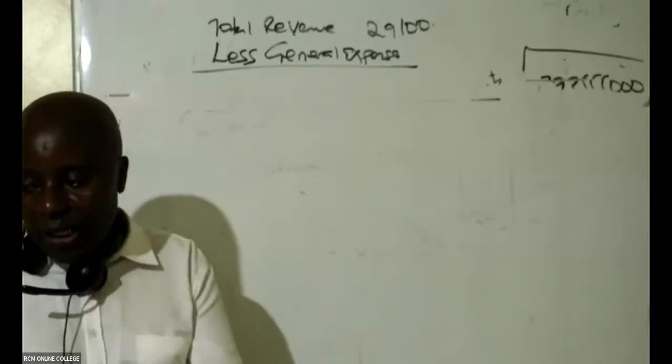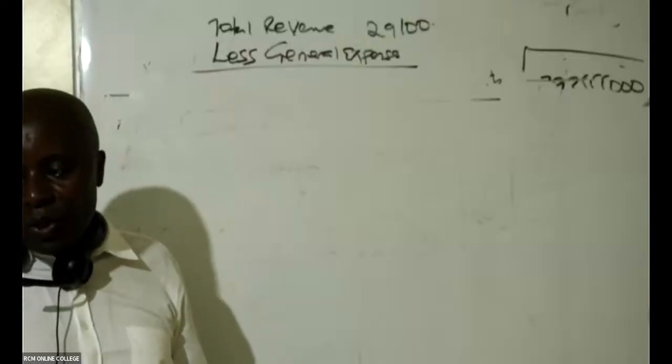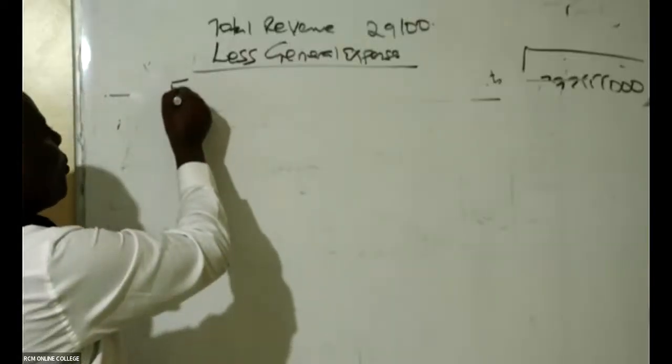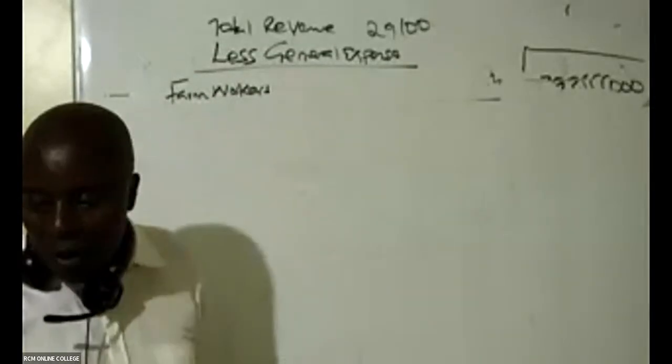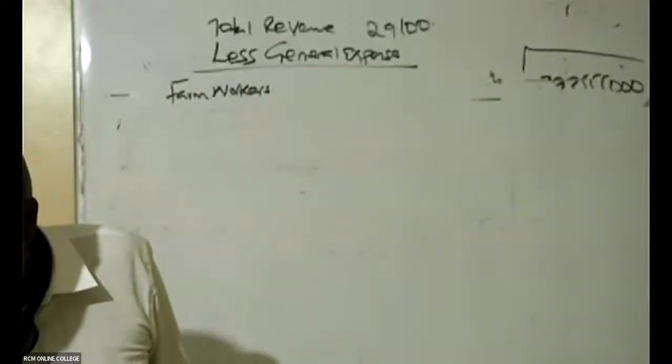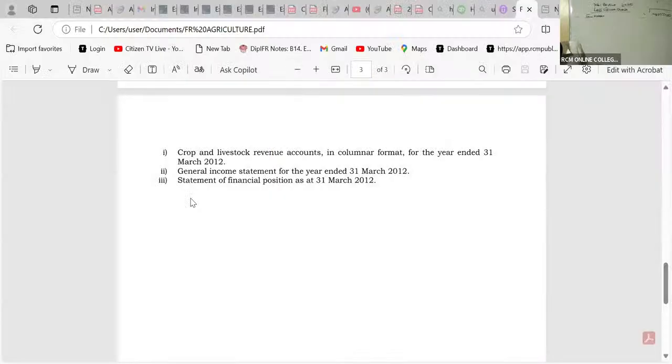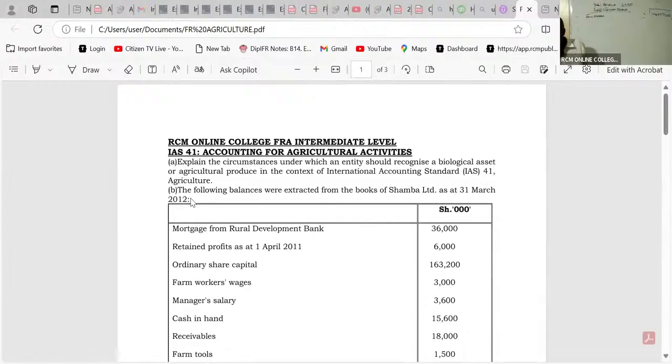All right. So we look at our trial balance. At our trial balance, we are able to see the farm workers expenses or wages. If you look at the question here, you are able to see the farm workers wages, this one here. It is neither in crops, it's neither in livestock. It's a common expenditure. So the farm worker wages, 3,000. Put this in brackets like that.